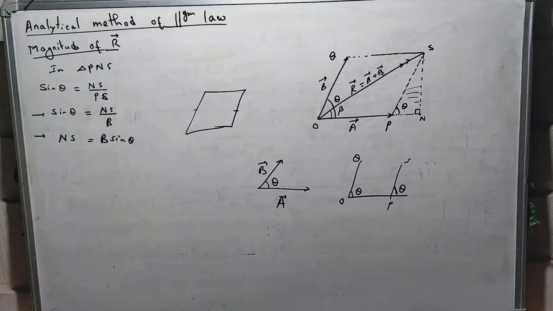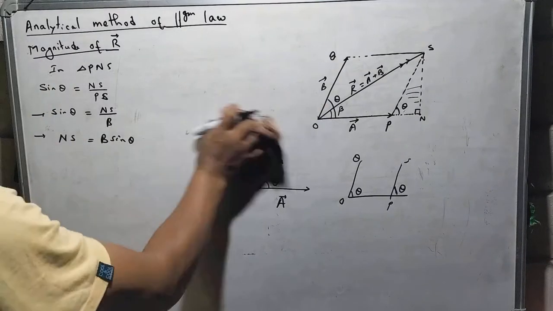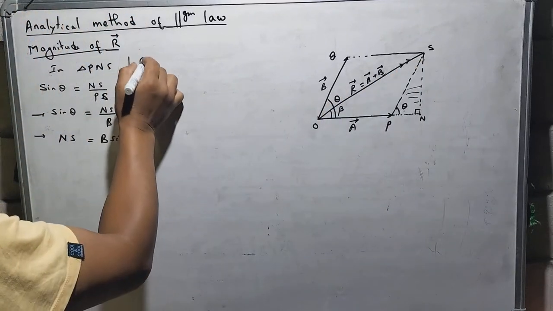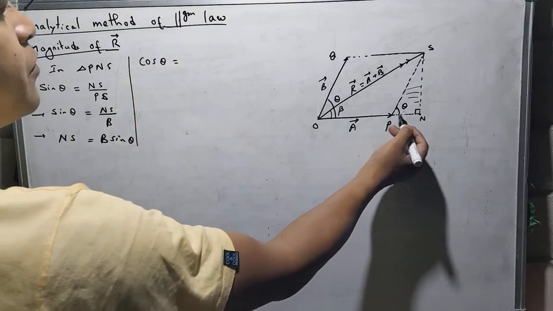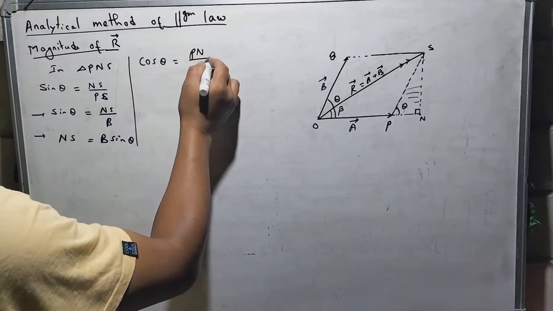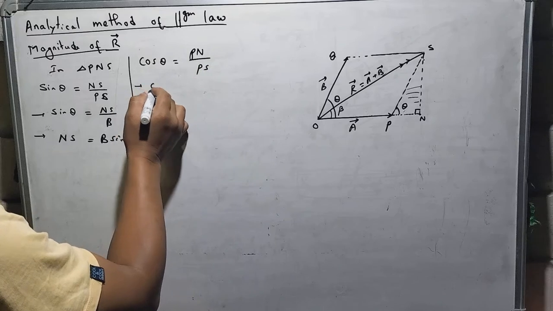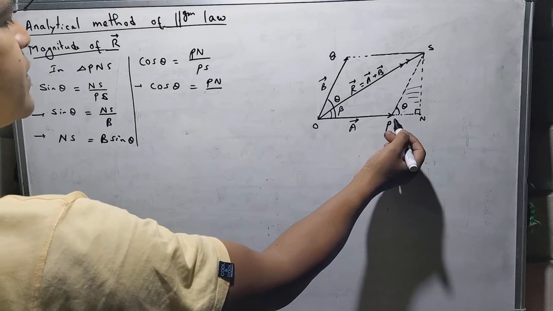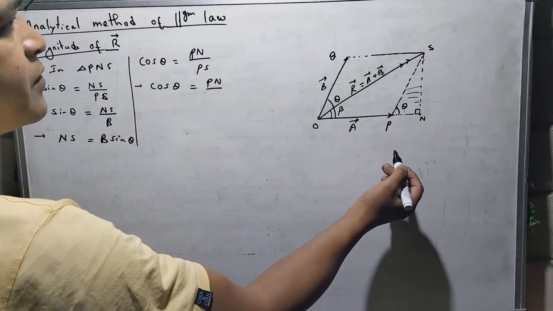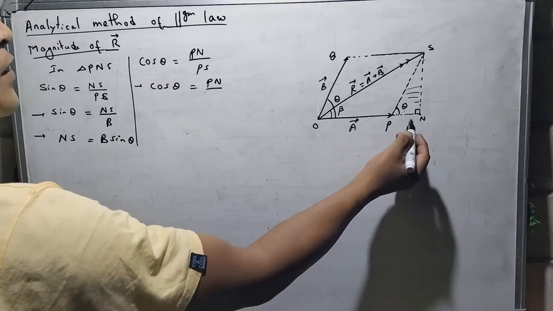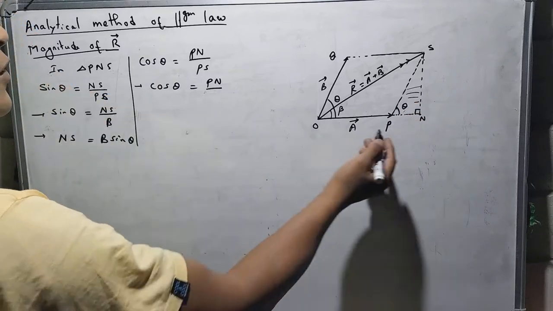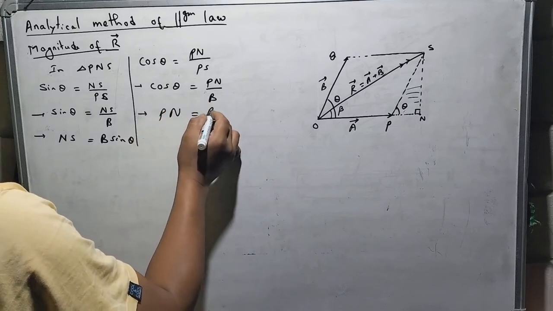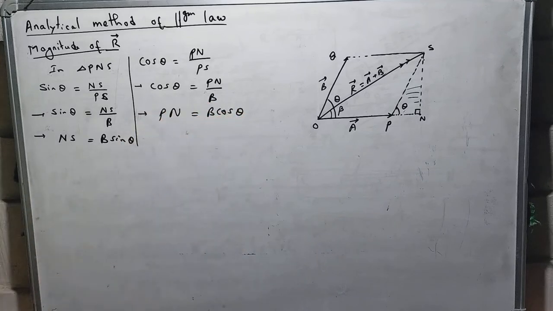Okay, similarly, if you take cos theta in the triangle PNS, cos theta is equal to base by hypotenuse, that is PN by PS. Now, how much is PS? PS is B. So PN is equal to B cos theta, right?